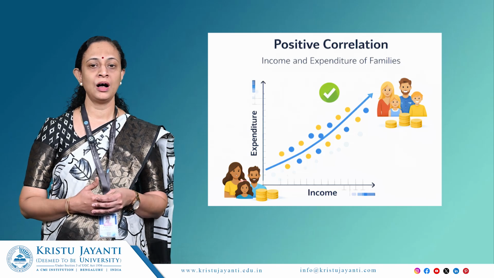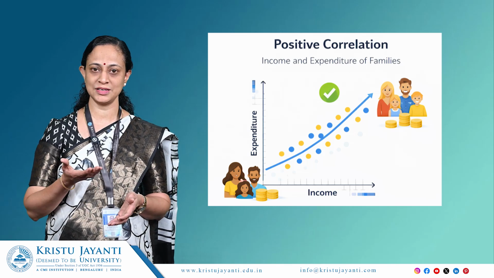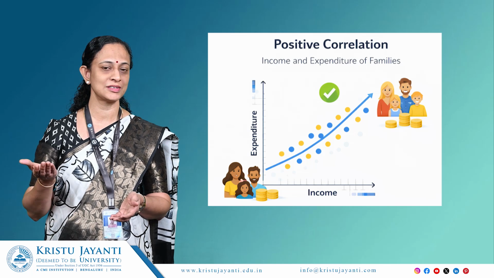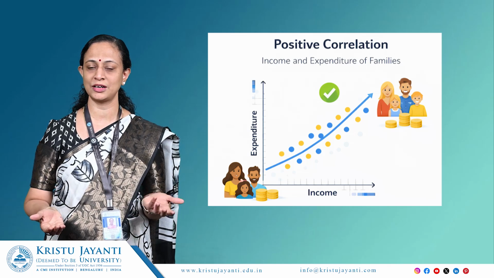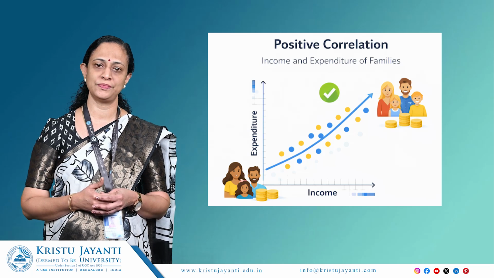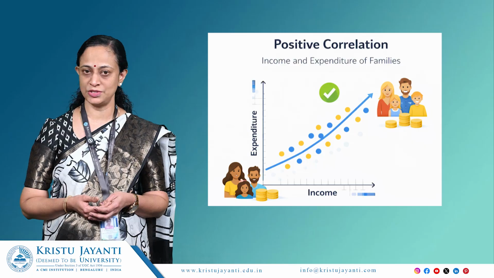For example, height and weight of a group of students. Height increases, weight should also increase. Height decreases, weight should also decrease. So that comes under positive correlation. Or another example, income and expenditure of families.